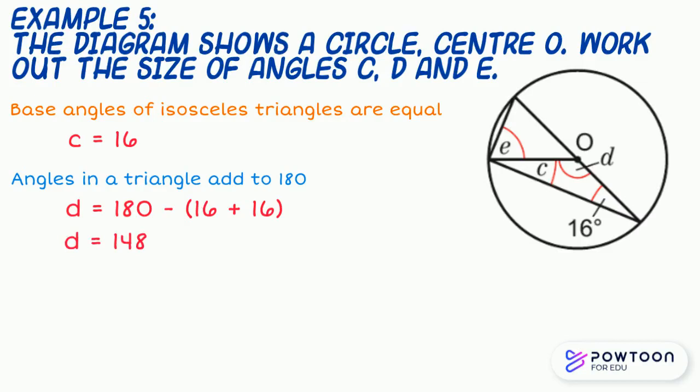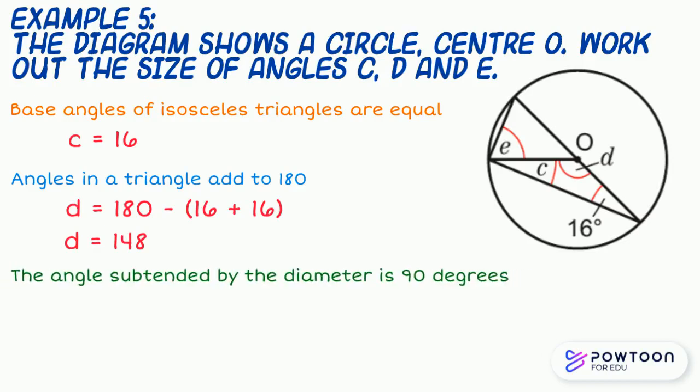To find the size of angle E, we actually have to recognize that E and C combined are subtended by the diameter, which means E plus C will equal 90 degrees. You know what C is, it's 16, and that means E plus 16 is 90. Take away the 16 and we get E is 74 degrees.